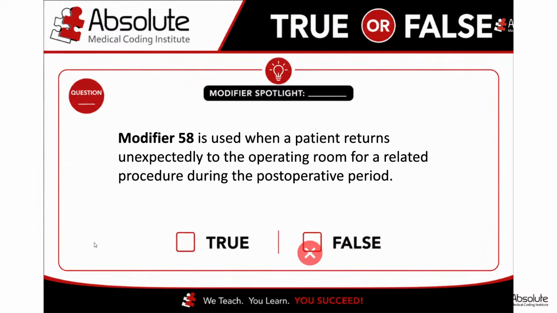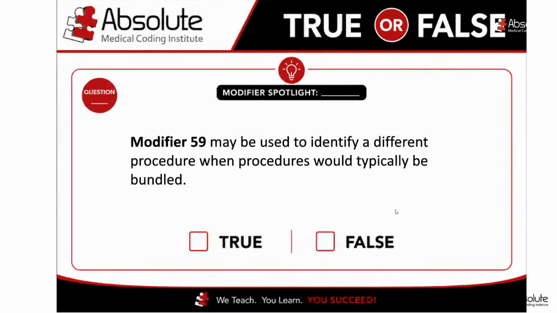And that answer is false. I believe the other modifier that you would use would be 78, not 58. All right. Let's keep going. Modifier 59 may be used to identify a different procedure when procedures would typically be bundled. True or false? What say you?